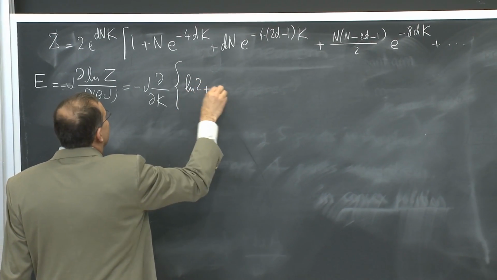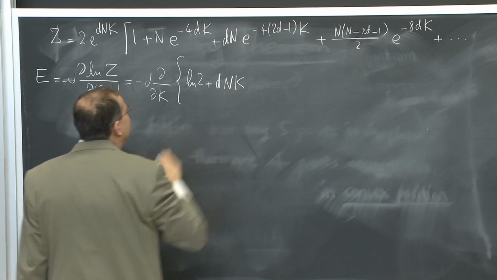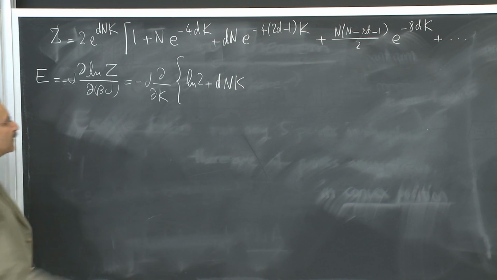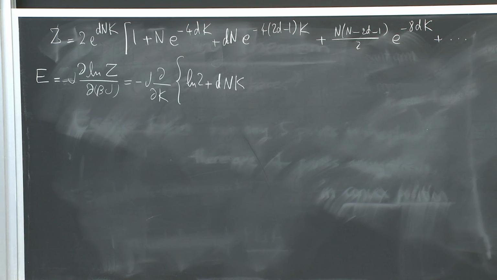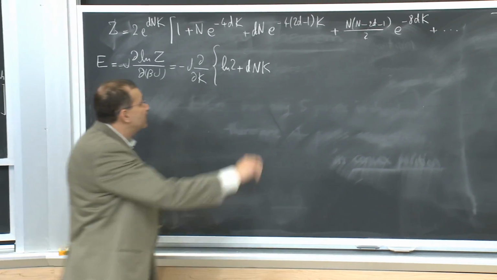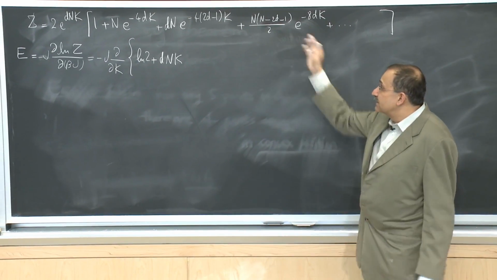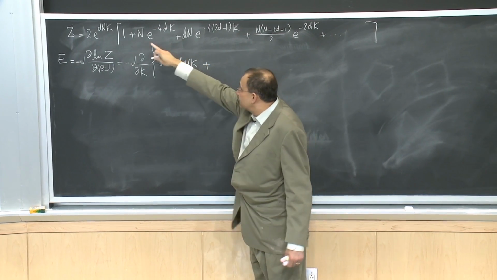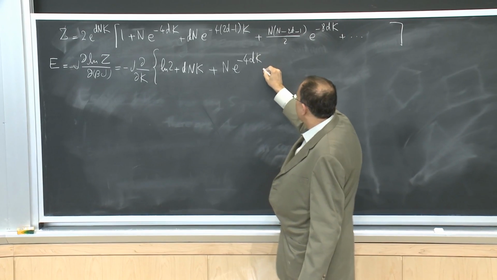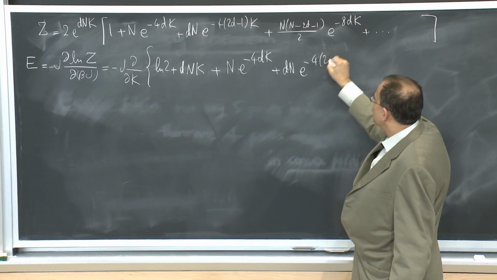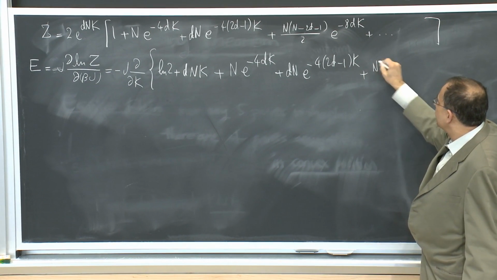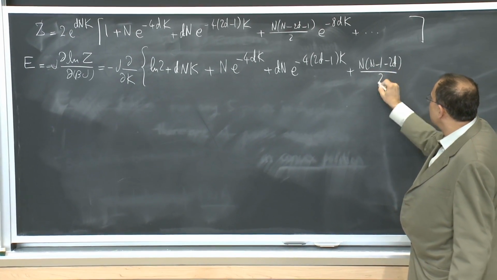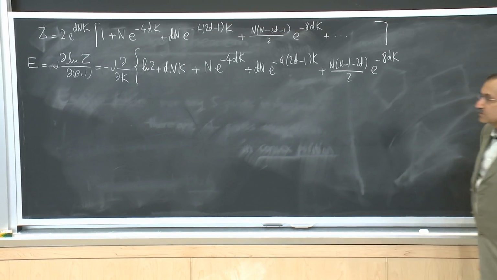I have log of 2 plus dNK from here. And then I have log of 1 plus terms in a series that I have calculated perturbatively. Now, log of 1 plus a small quantity, I can always expand as the small quantity minus x squared over 2. You may worry whether or not with N ultimately going to infinity, this is a small quantity. Neglecting that for the time being, if I look at this as log of 1 plus a small quantity, from here I would get N e to the minus 4dK plus dN e to the minus 4(2d minus 1)K plus (N minus 1 minus 2d) over 2 e to the minus 8dK and so forth.